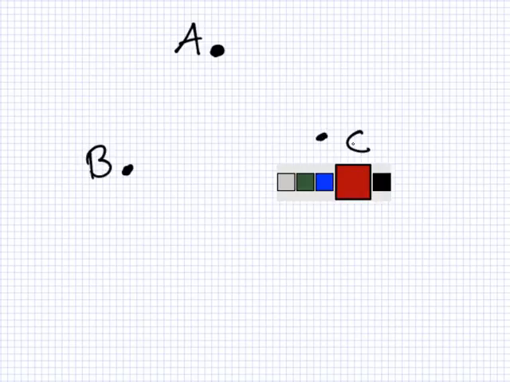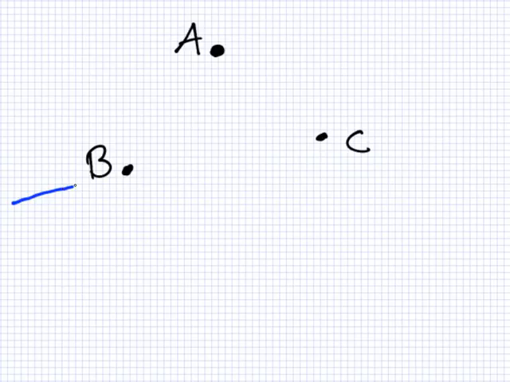Right. I'll give you 3 points now in this example. A, B, and C. Okay. Here is the line from B to C.